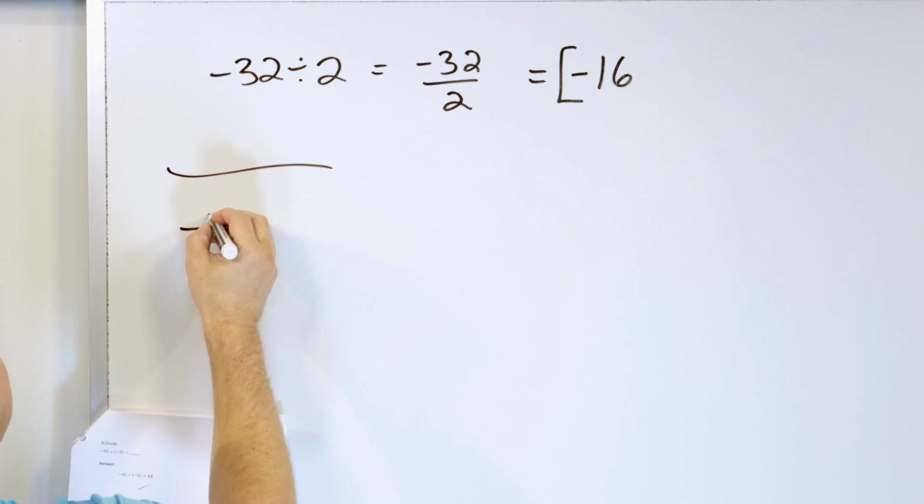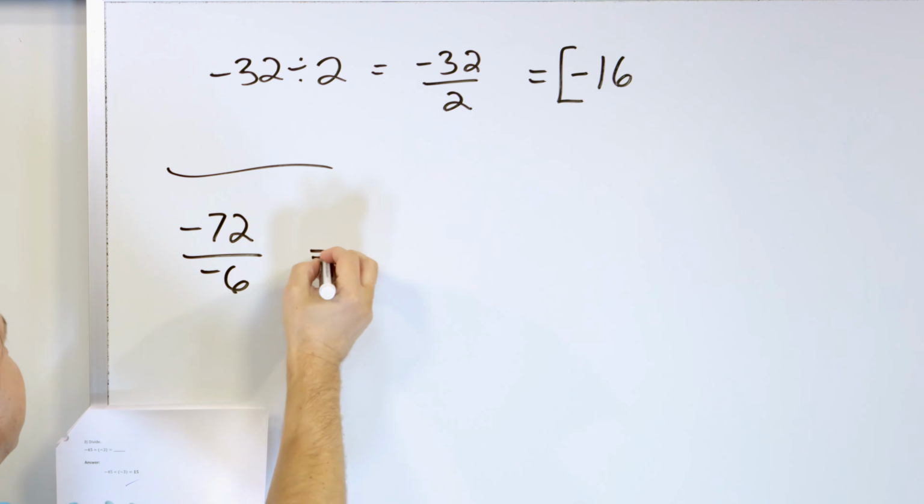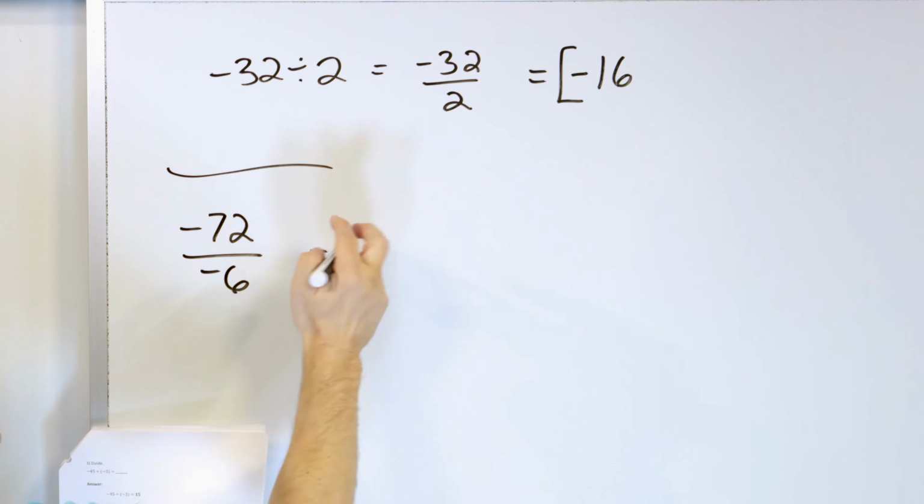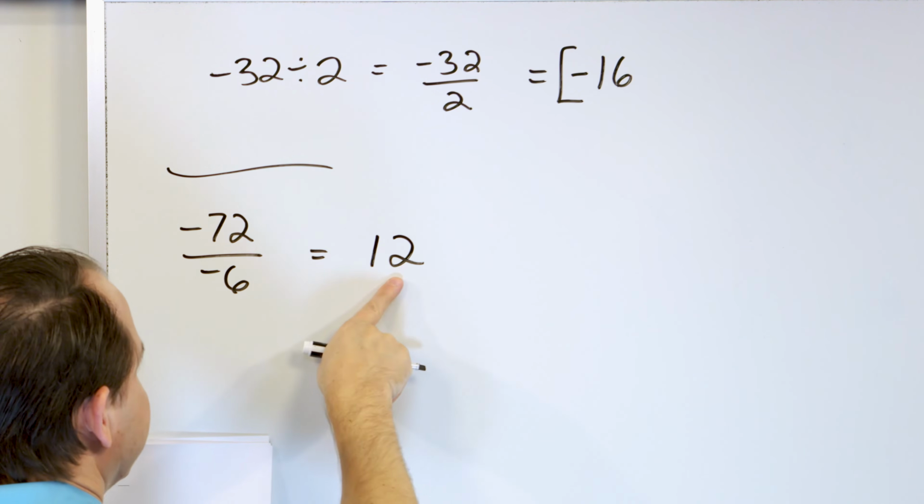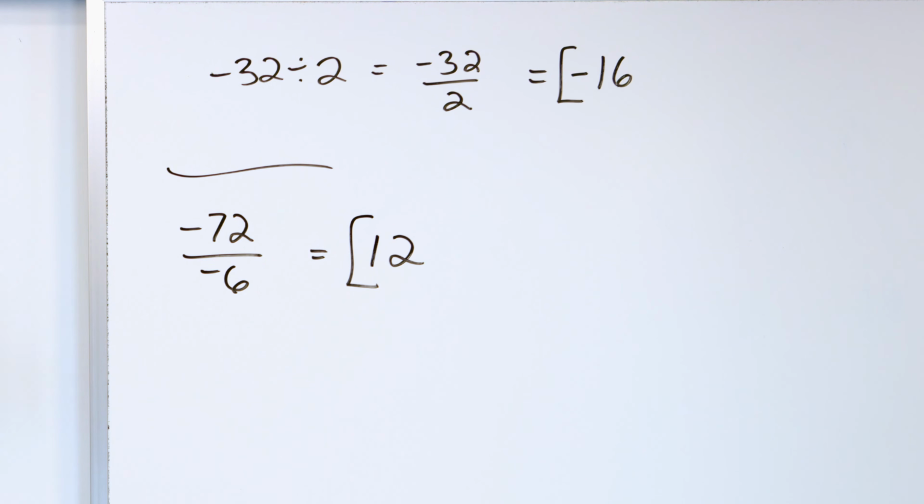All right, what about negative 72? And we're going to divide that by negative 6. So we have negative divided by negative is positive. And I happen to know that 6 times 12 is 72. So I know that 72 divided by 6 is 12 because 12 times 6 is 72. And the answer is positive because negative divided by negative is positive. So when I happen to remember, I will go ahead and use the knowledge I have and not work it off to the side.